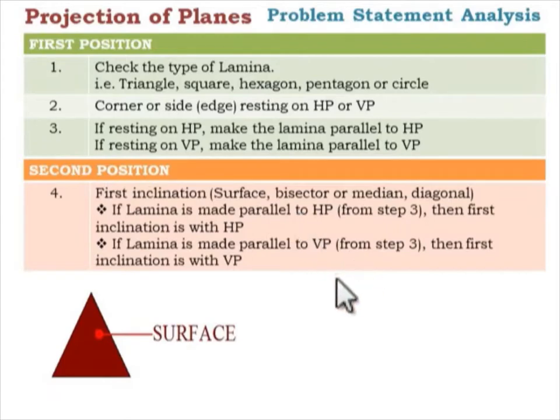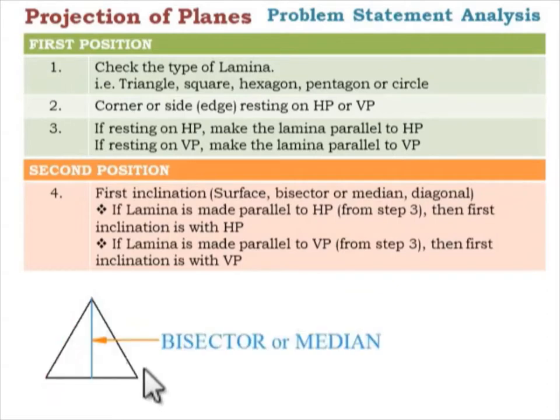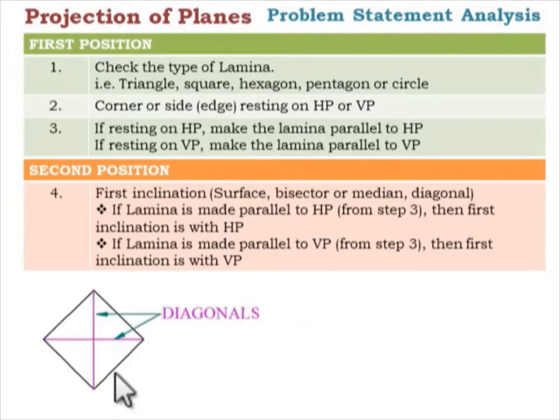Second position, first inclination is given to surface, bisector or median or diagonal. Surface is an area enclosed by the sides of a polygon. Bisector is a line drawn from a corner to the opposite side. This line divides the side into two equal halves. Diagonal is a line drawn from one corner to other corner.